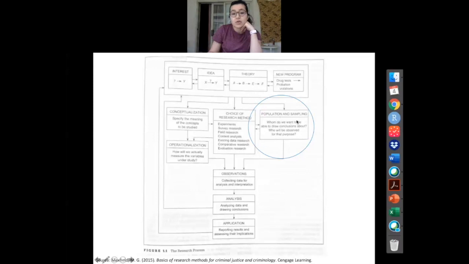And so we covered the theoretical portion in the first week. The second lecture was about conceptualization and operationalization. We've talked about population and sampling, and now we're going to move on to the choice of research methods and the specific methods, what the strengths and benefits of methods are, and how to do those specific methods in the best way possible.